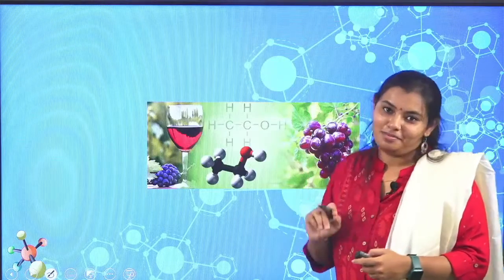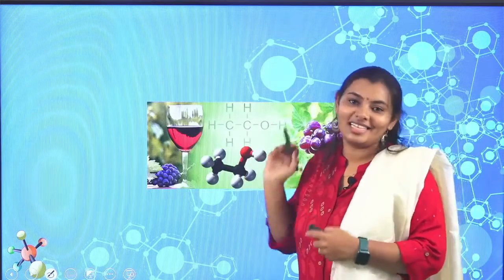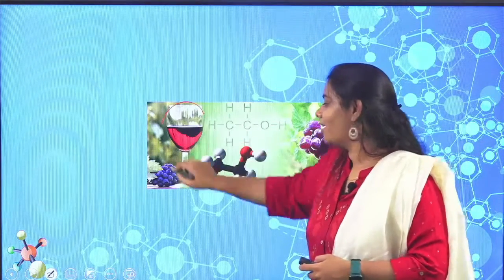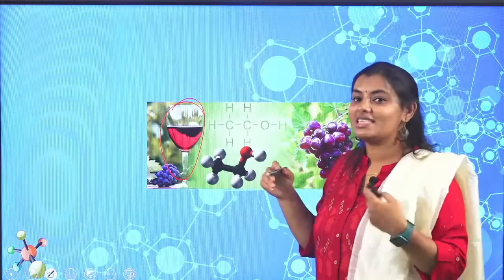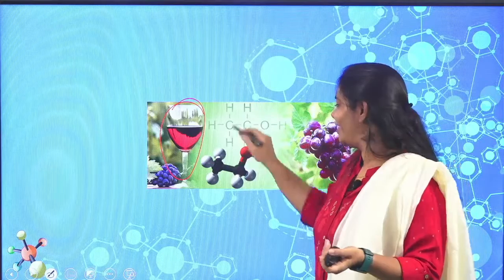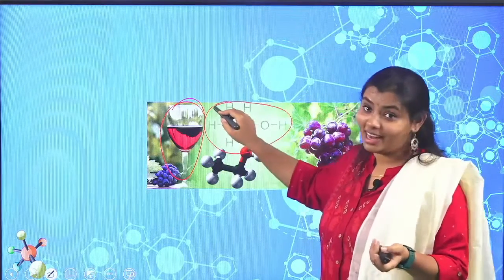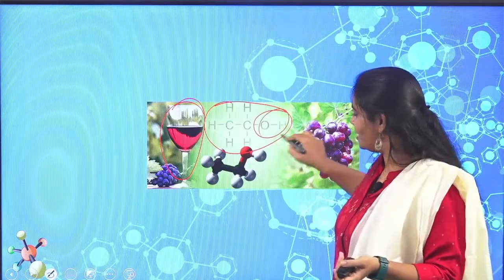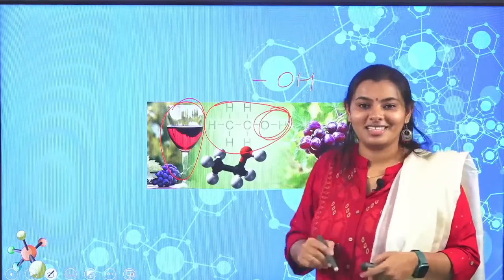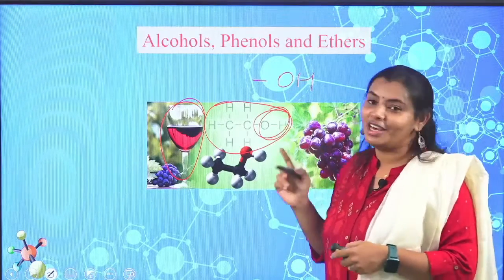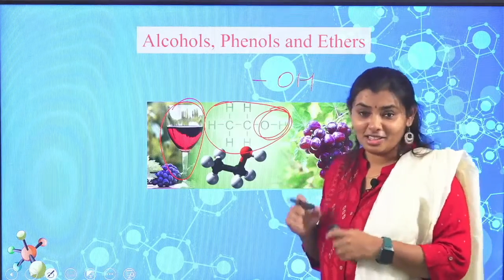The next image, when you see what exactly is this, you can see here there is wine, right? Grape wine. So what exactly is the compound that's present over here? The structure also is already there. When this functional group is there, OH, which chapter is it? Your alcohols, phenols and ethers. This is the next chapter.